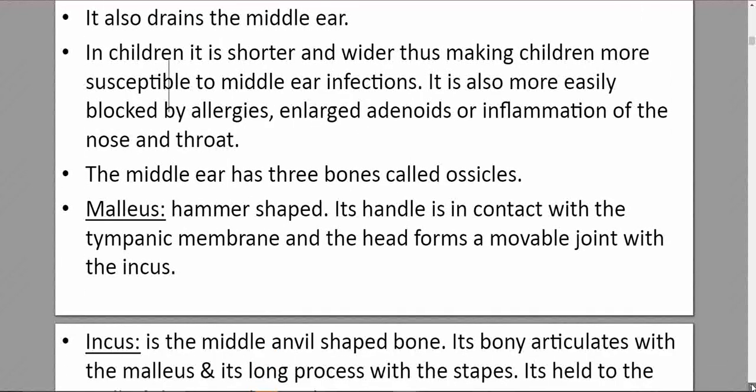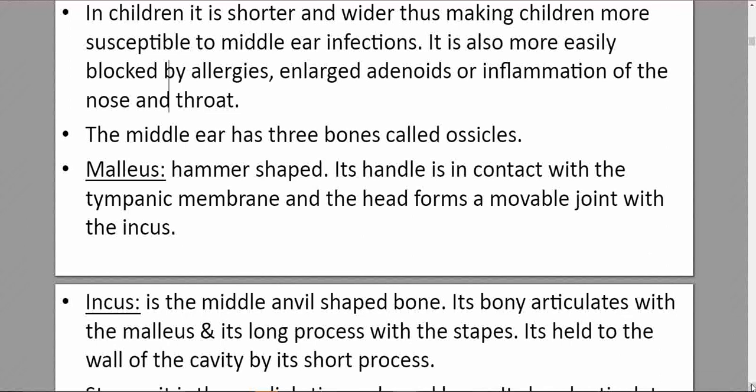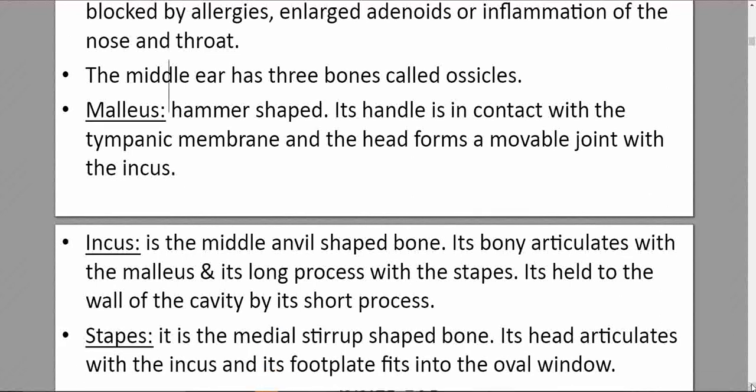The middle ear has 3 bones called ossicles. I know we have the 3 bones, which are malleus, incus, and stapes. The malleus is hammer-shaped. It is in contact with the tympanic membrane, and the head forms a movable joint with the incus. So it's like just the hammer here.